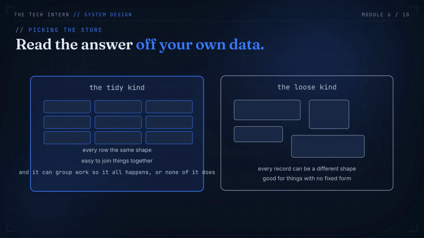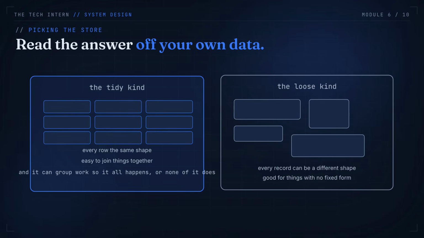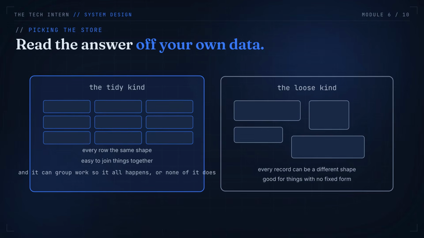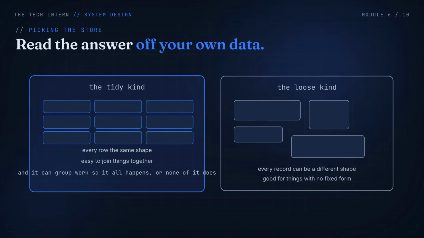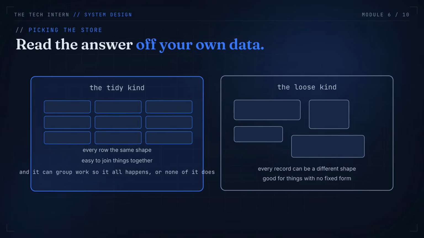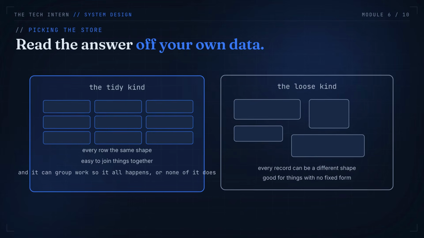And that's genuinely useful for data that has no fixed shape. Take how people use Dabba. Which screens they tapped, what they searched, what they scrolled past. Every one of those is different. Forcing that into a fixed table would be miserable.